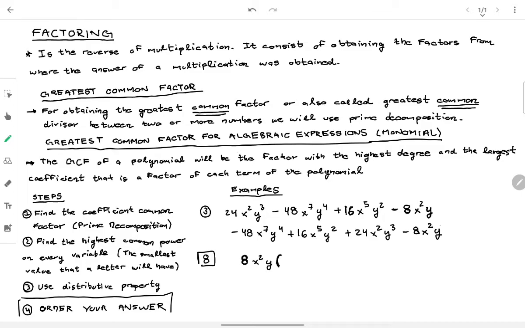I will open the parentheses to use the distributive property. For 8 to become minus 48, it's going to be minus 6. Then x squared to become x to the 7, we need 5 of them. Y to become y to the 4th, we need 3 of them. Then plus 8 to become 16, it's 2. X squared to become x to the 5, we need 3 of them, so it's going to be x cubed. Y to become y squared, we only need 1, y.